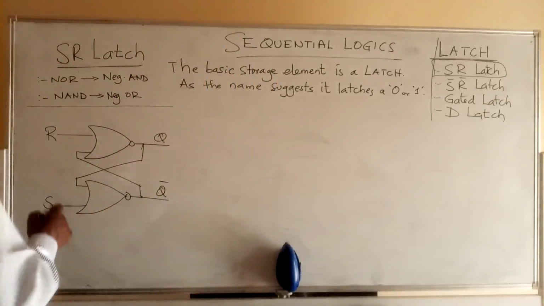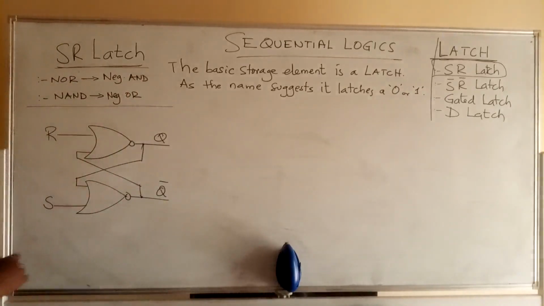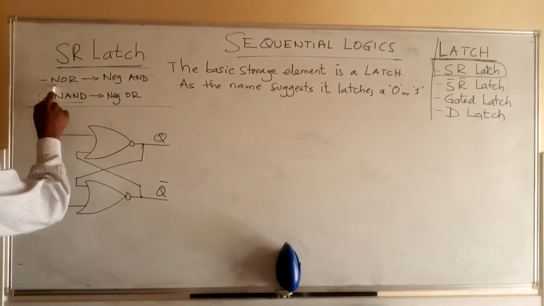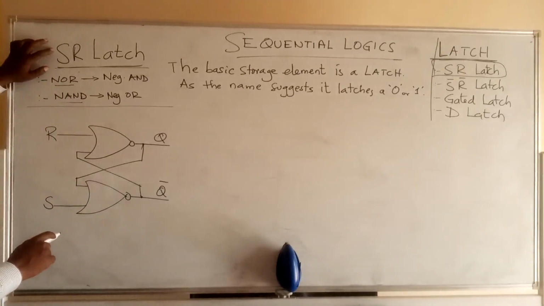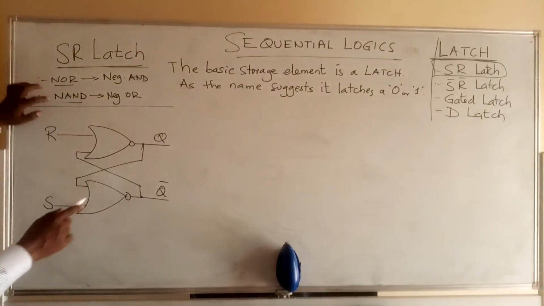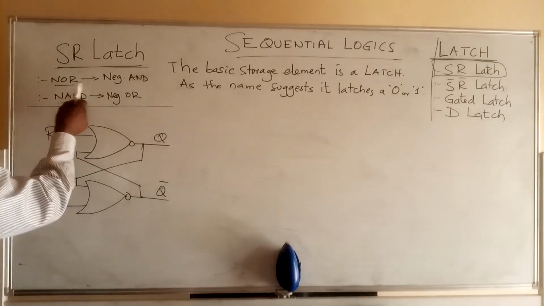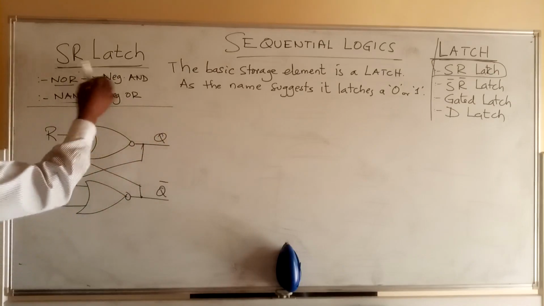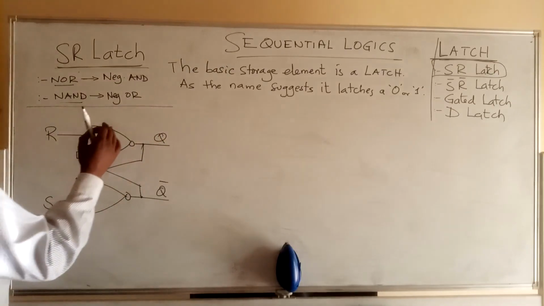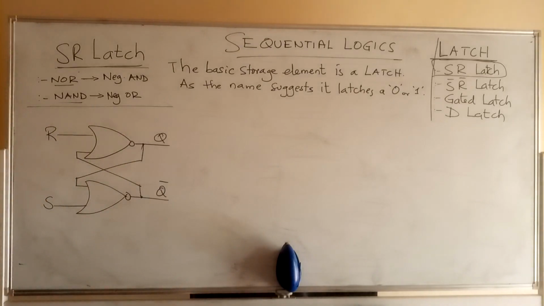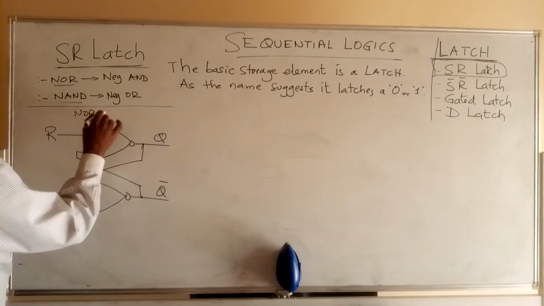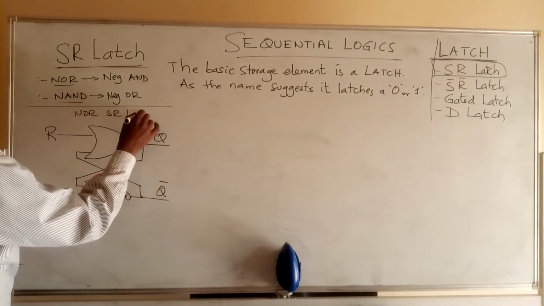Good. So let us start now with the SR latch. The SR latch can be built using a NOR or using a NAND. You can build a latch using a NOR or using a NAND. If you don't use a NOR, use a negative AND. If you don't use a NAND, use a negative OR. These are the equivalents. So now, here on this circuit, this is a NOR, this is a NOR, this is a NOR SR latch. Good.